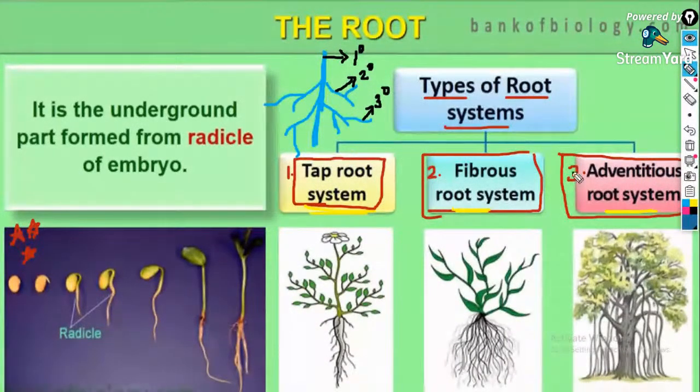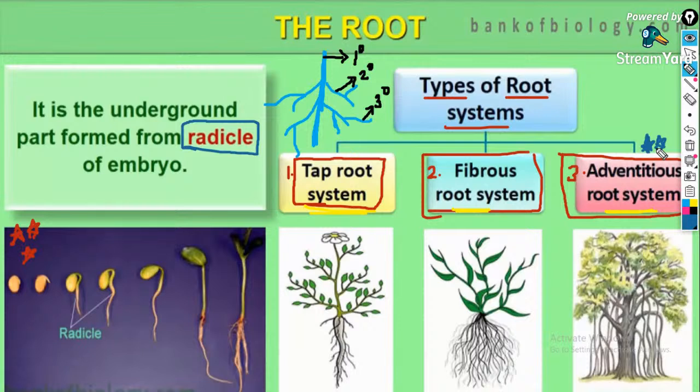Okay, but these are originating from the radicle of the embryo. All the roots, almost all the types of roots, are also originating from the radicle, except adventitious root. Adventitious roots' speciality is that they do not develop from the radicle, but develop from any other parts of the plant.